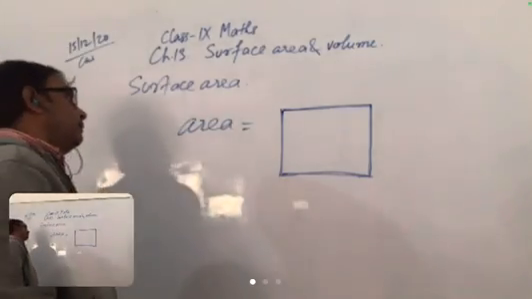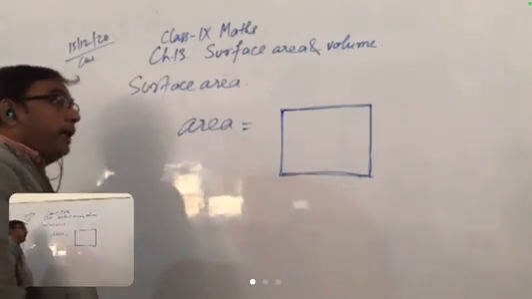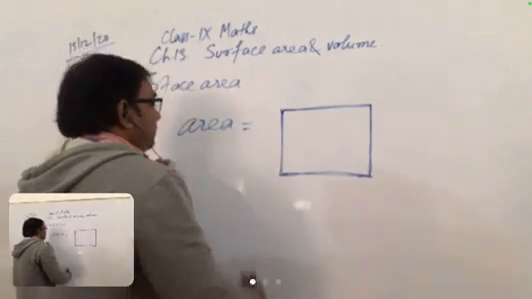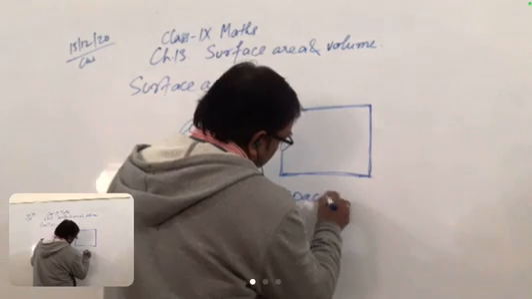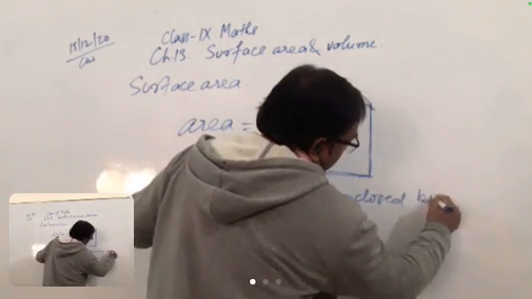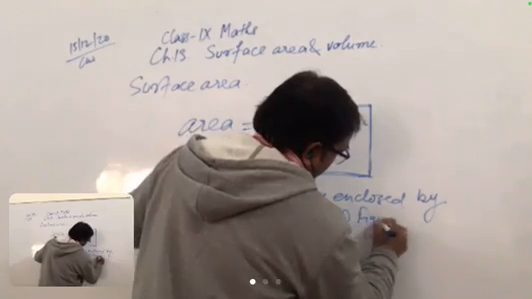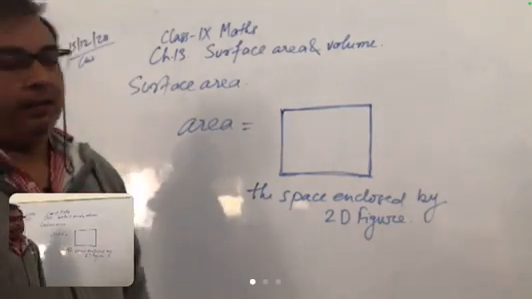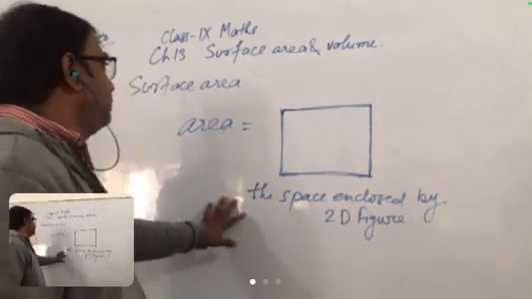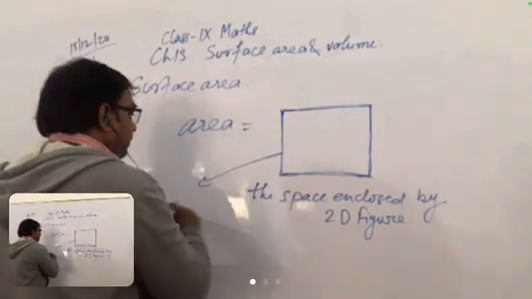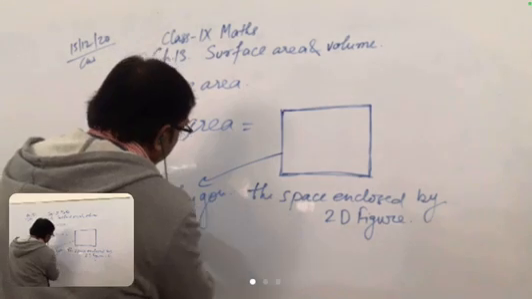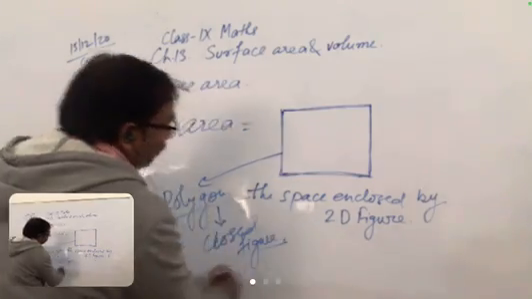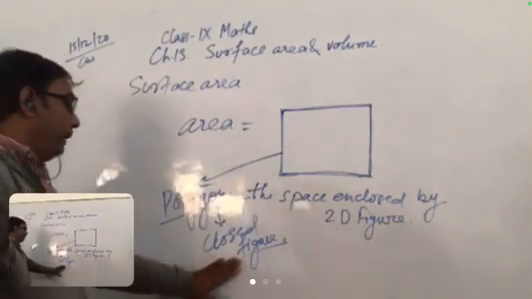So area is the space occupied by a two-dimensional figure. नहीं ये वर्ड सही नहीं है, occupied नहीं होगा यहाँ पर. The space enclosed by a 2D figure. It does not occupy, it encloses, because we know that if we are talking about a polygon, it is a closed figure, and a closed figure always encloses area, not occupies area. Understood, Raj?